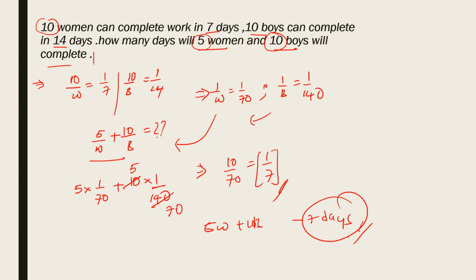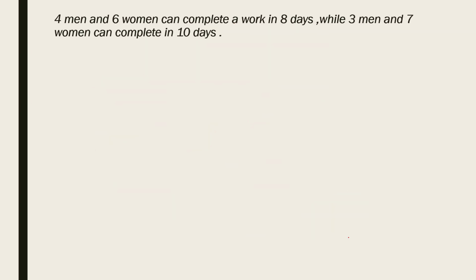These are also found in class 10 time and work problems. They are very simple, but this idea is really important: forming equations from the question. The next question is: 4 men and 6 women can complete the work in 8 days, and 3 men and 7 women can complete the work in 10 days. From the previous problem, you should be able to write the equation for this question.